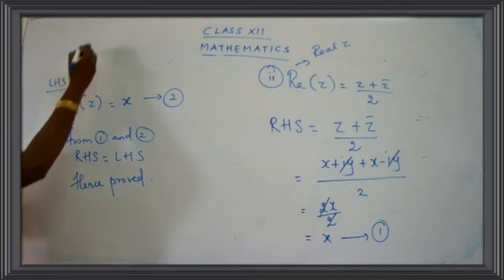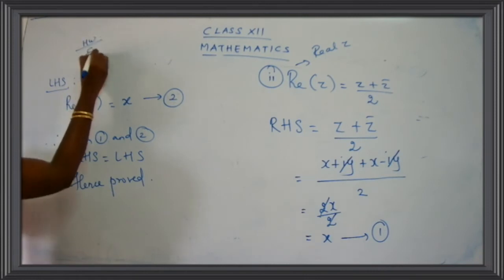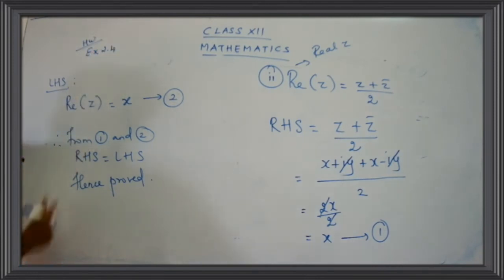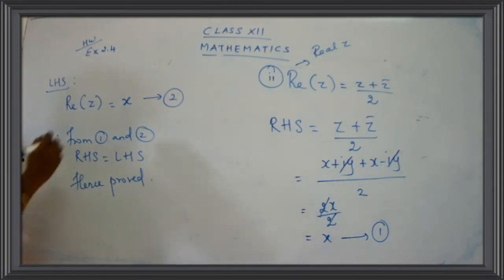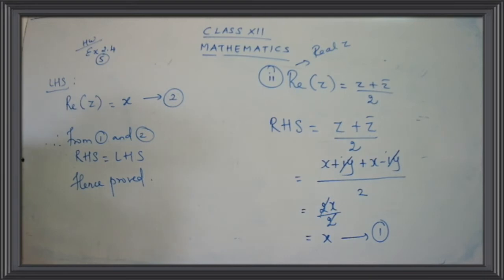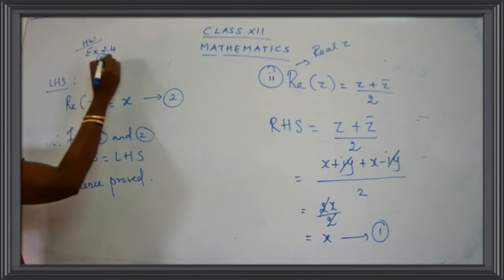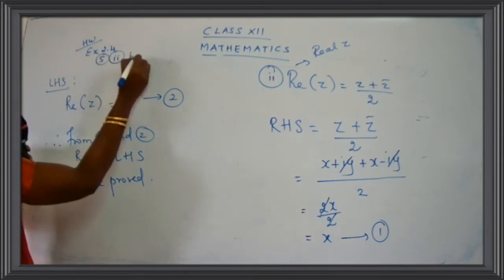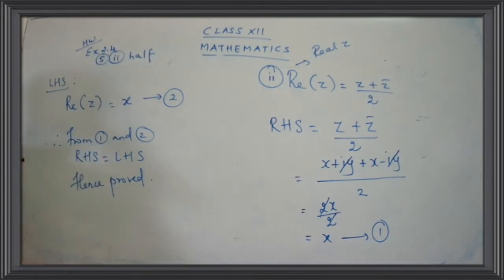The homework will be exercise 2.4, question number 5, the third subpart. The third subpart means it comes along with the second question. Yes, children? Yes, the imaginary part. From 5th, you have to do the second half. I have completed the first half from question number 2. You are going to complete the second half. Are you clear, children? I hope you can try out the sum. Can you try out, children? Yes, very good. Okay, now let's go to the next question.